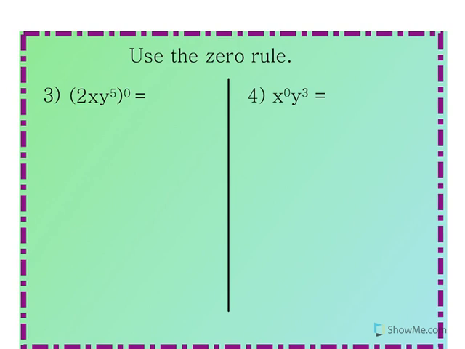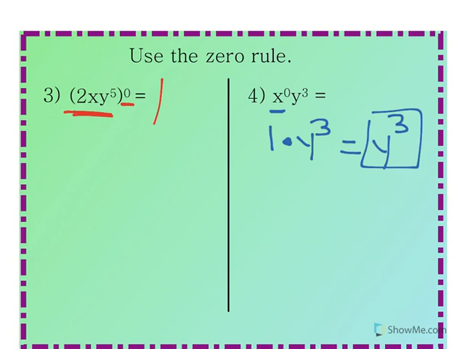Here's our zero rule. The whole term in parentheses is to the 0 power. So the answer is just 1. That's it. Now, do not get fooled by this next one. What is the base that's to the 0 power? It's just the x. X to the 0 power is 1. That is still multiplied by y to the 3rd power. Well, 1 times anything is just itself, so the answer would be y to the 3rd.